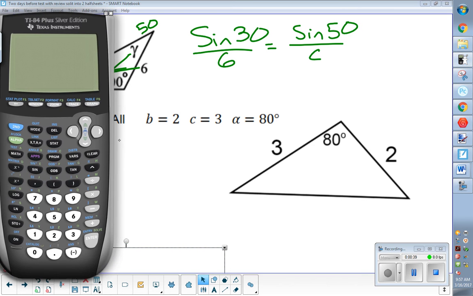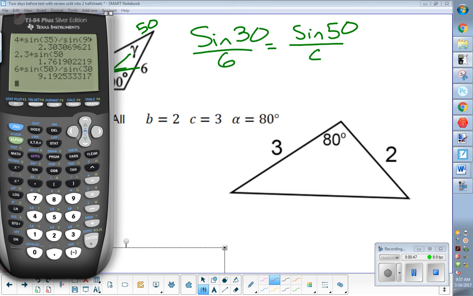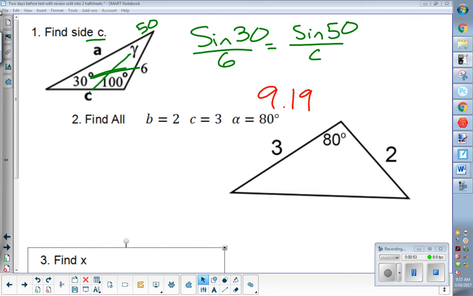So I'm cross-multiplying in my calculator. 6 times sine of 50, and divide that by sine of 30. There's my final answer, 9.19. Questions on 1? Number 2 is a big one.